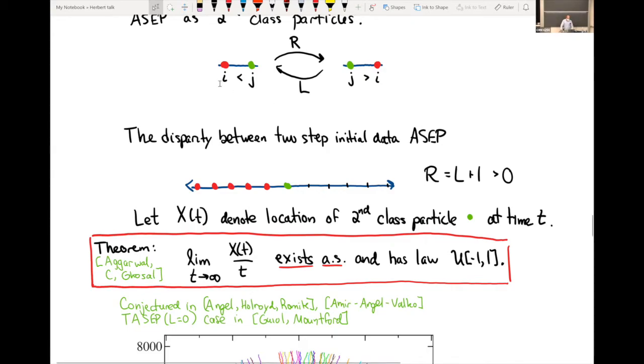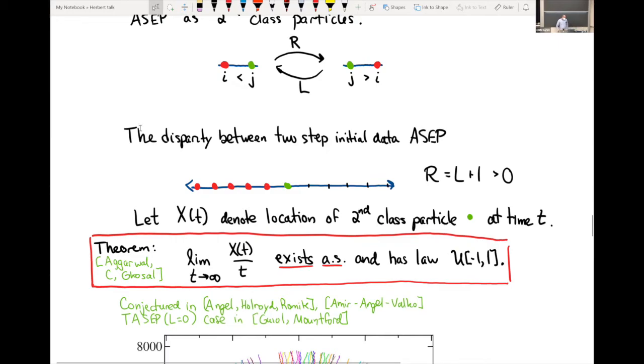And so if you have a high class particle, it jumps right at rate R. And if there's a lower class next to it, it forces it to switch. So in other words, you swap low class and high class in some asymmetric way. And so i < j turns to j > i; the two flip their positions at rate R, and they flip the other way at rate L. And I assume R and L are different.